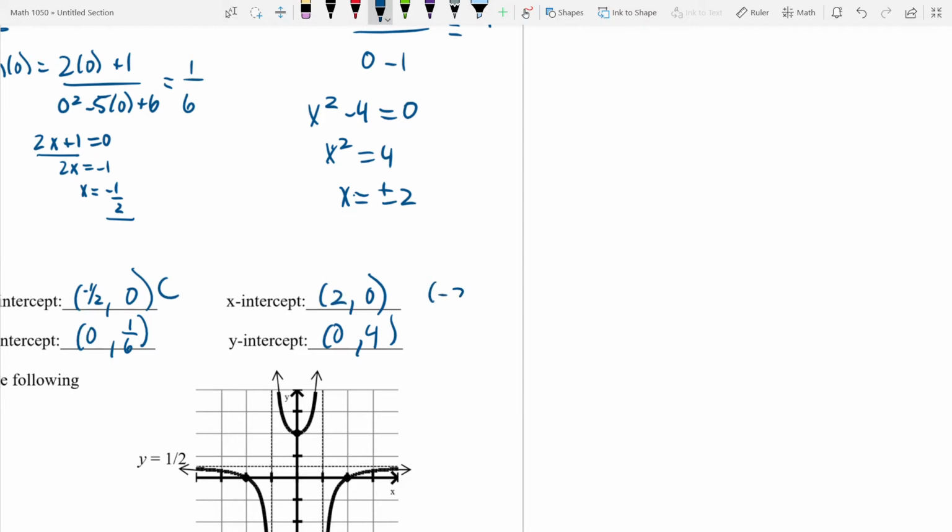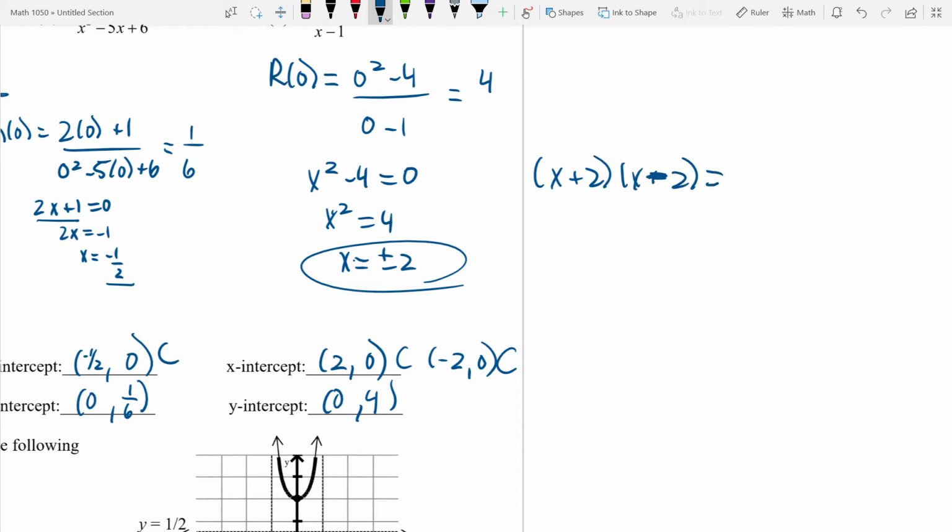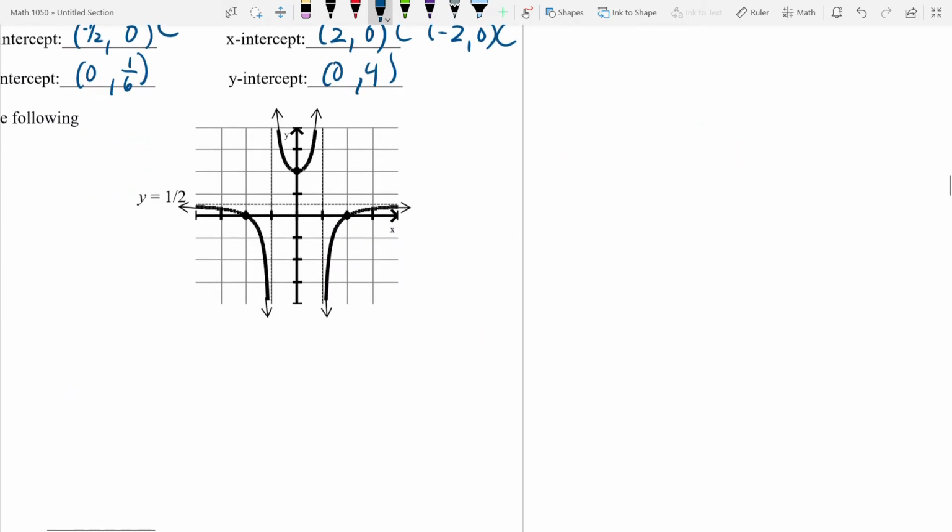2, 0, -2, 0. How many times did I have a solution of +2? Just one time. So that's cross. How many times a -2? Cross. Might be easier to think about it like this. If I factor to x plus 2 times x minus 2, I have one of those, I have one of those. They're both odd, they both cross.